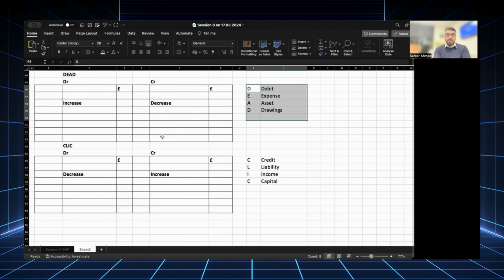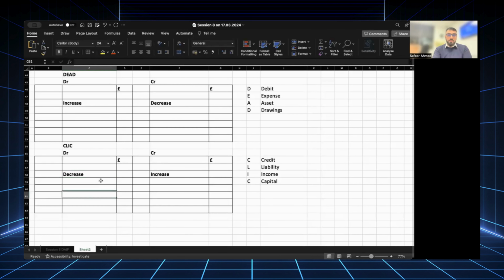Now CLIC, remember CLIC stands for credit, liability, income, and capital. And if these increase, we will record it on the credit side. The nature of liability, the nature of income account, the nature of capital account is credit. So if these increase, we will record it on the credit side. It will be credit basically. And if these decrease, it will go on the debit side. Okay, so this is how I remembered, and I hope that some of you might find it useful to remember the double entry bookkeeping rules.